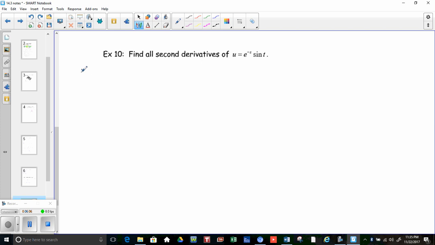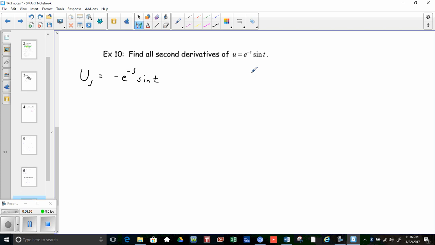First, let's find the partial derivative with respect to s. So the derivative of u partial with respect to s. Here's the only s, that means sine t is constant. So the derivative of e to the negative s is negative e to the negative s, and don't forget to multiply it by sine t because it's just a constant, it stays there.